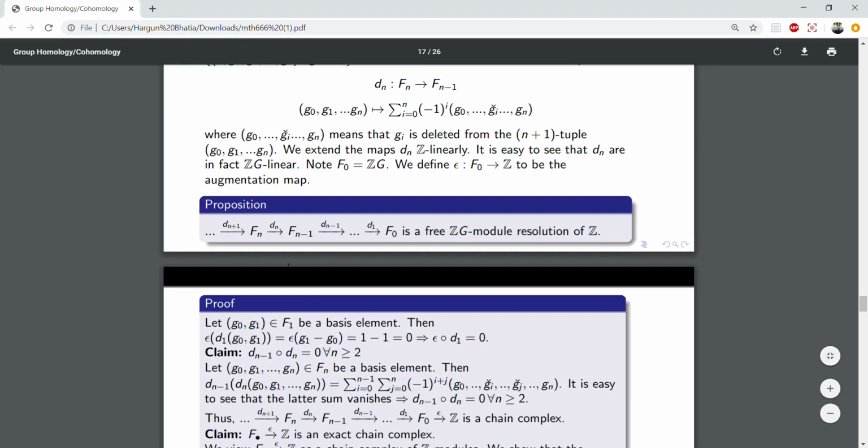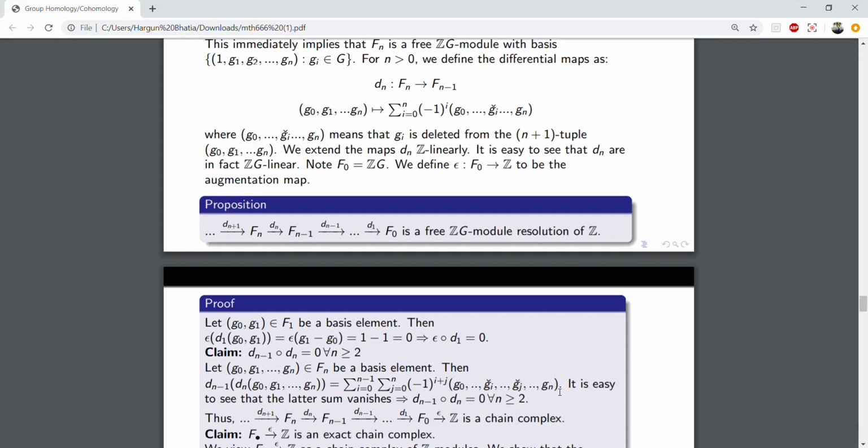If I take any basis element in Fn, apply dn and then dn minus 1, I get this summation. What they are doing is removing gi and gj, so removing two elements, at indices i and j. You look at all possible i and j. First remove some j from 0 to n, and then some i from 0 to n minus 1. Note that this summation is 0.